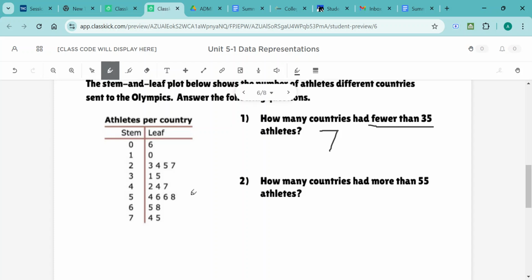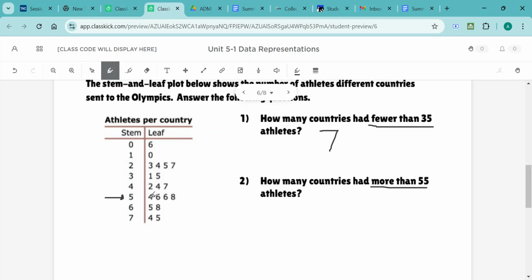Okay, well, we're going to do the same thing. We're going to figure out at what point is more than 55, and we're going to count all of those. So definitely not anything in my 40s, right? Because we know 40s are not more than 55. They're less than. So we got to look closely at our 50s stem. All these numbers represent numbers that are in the 50s, and we got to pick the ones that are more than 55.